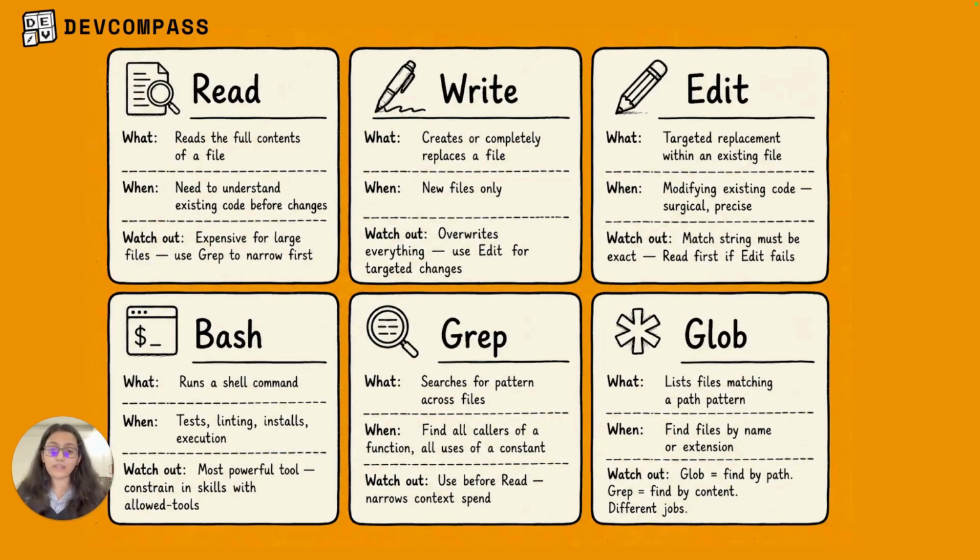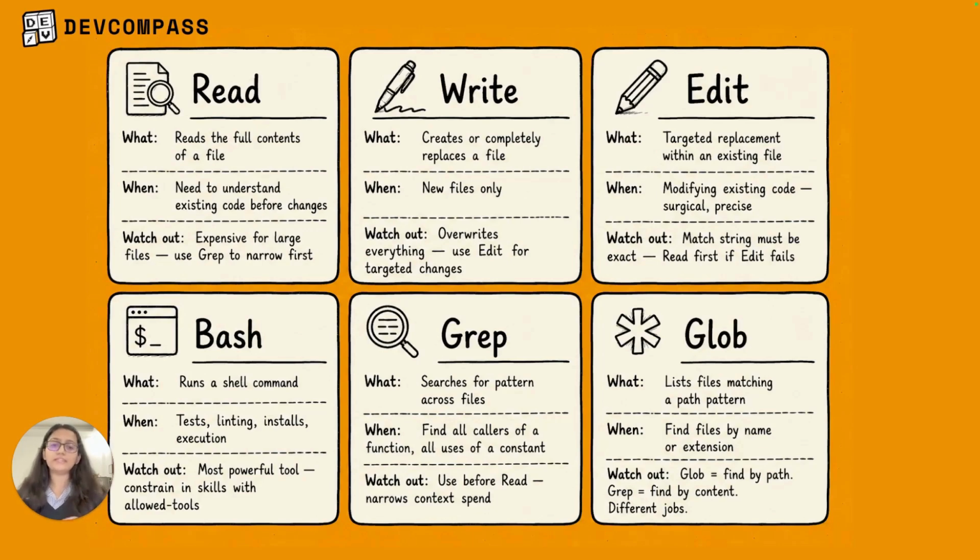The second one is write. It creates a new file or completely replaces an existing one. So you have to use it for new files, new test files, new modules, new scripts. What is it to watch out? Write overwrites everything. So if the file has 500 lines and you need to maybe change 10 of them, using write replaces all 500. That is risky and wasteful. So you should instead use edit for targeted changes to existing files.